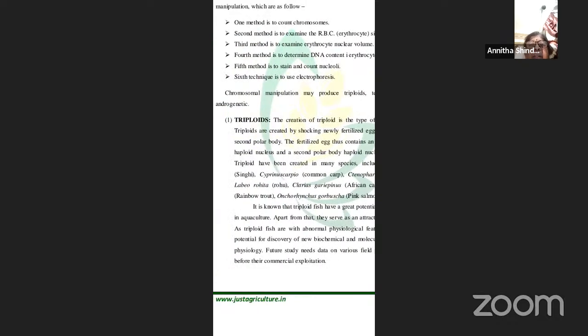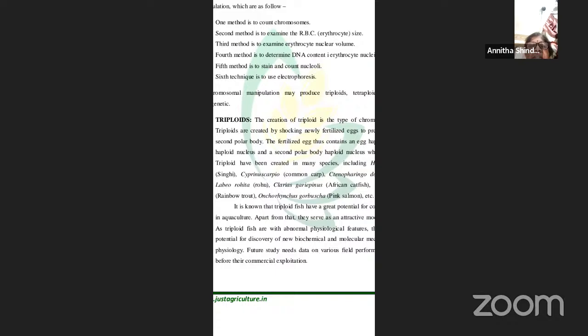So what happens then? The fertilized egg will contain an egg haploid nucleus, a sperm haploid nucleus, and a second polar body haploid nucleus, which creates a triploid. That means the second polar body will not come out; it will remain within. So the union of these three will create a triploid. Triploids have been created in many species of fishes, like Heteropneustes, Tinopharingo, Cyprinus carpio, Labeo, Clarias. In different species the triploids have been created by following this method.